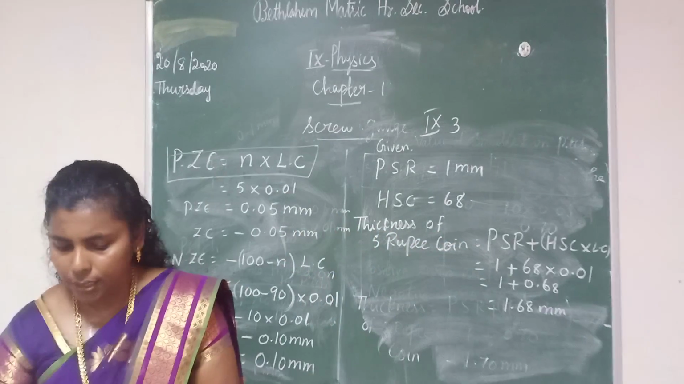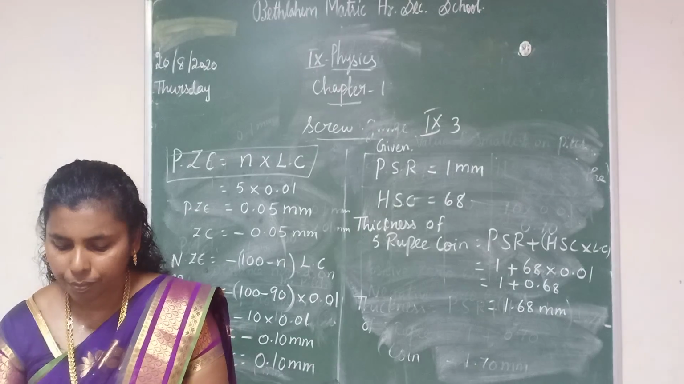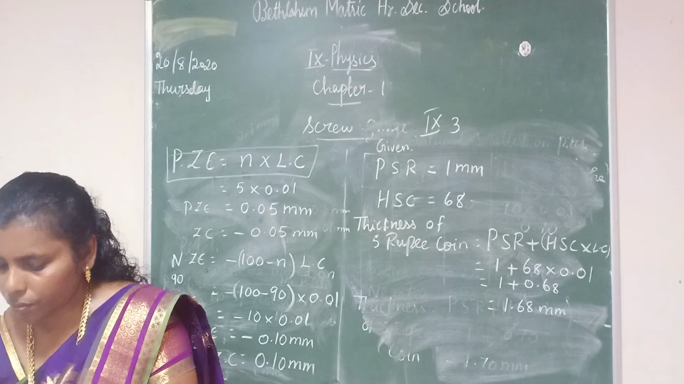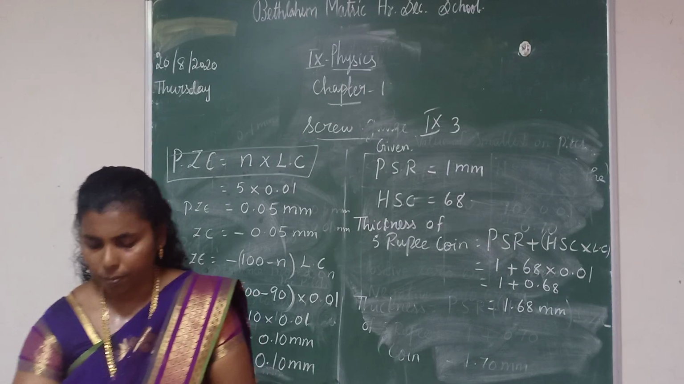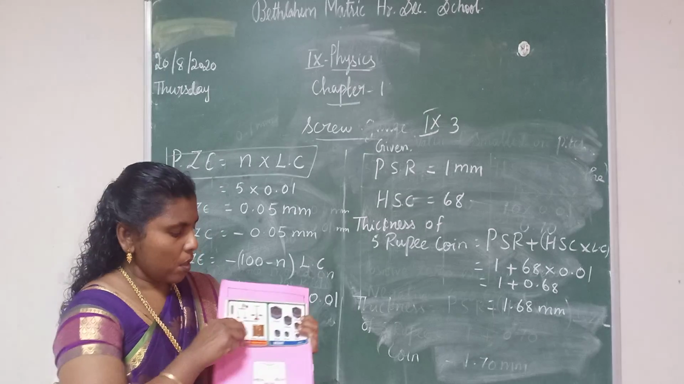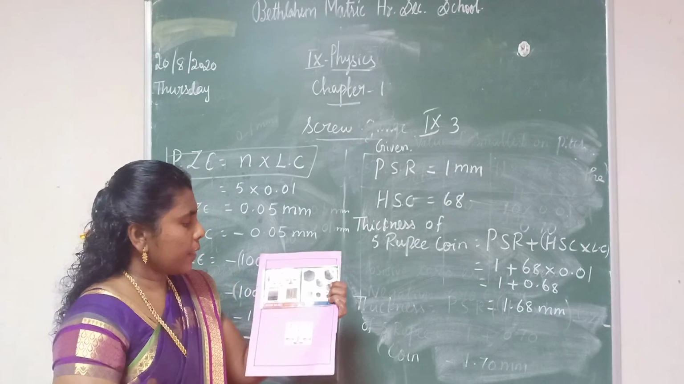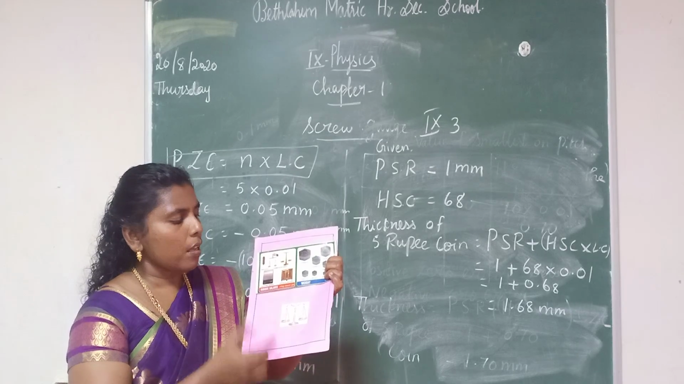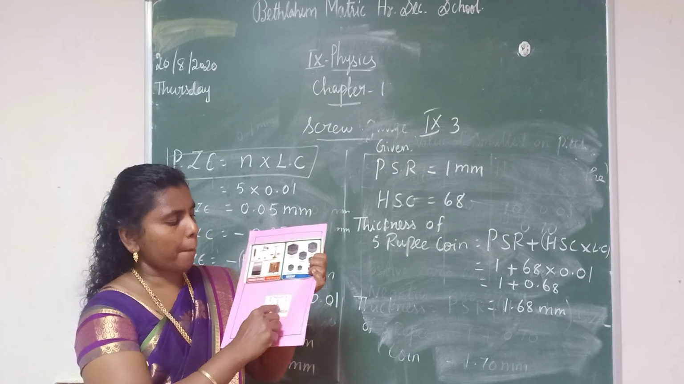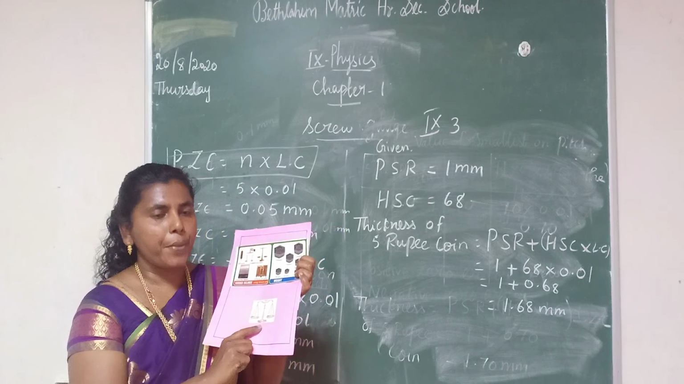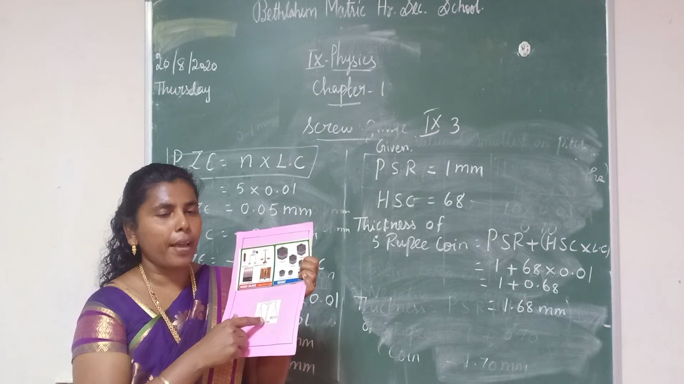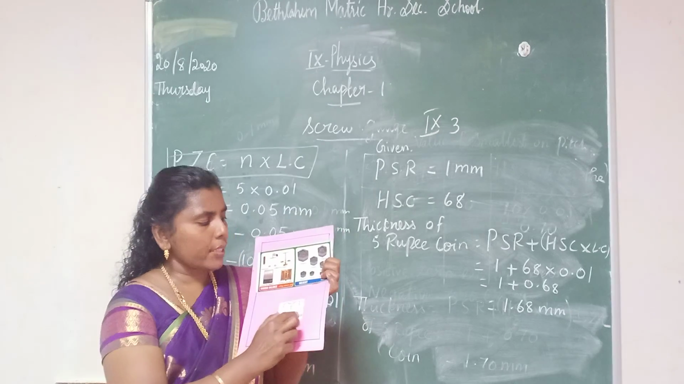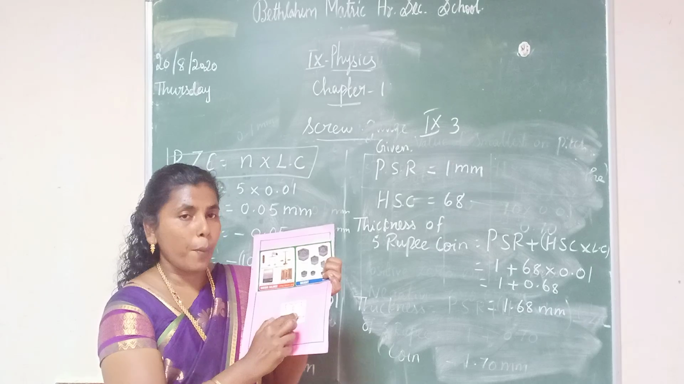The next one is measuring mass. See here, some measuring instruments are there. See this beam balance. What is this? Beam balance. By using this beam balance, we have to find the mass. Here two pans are there.